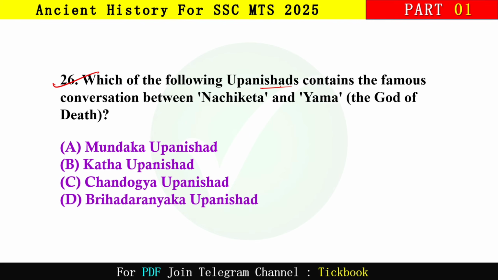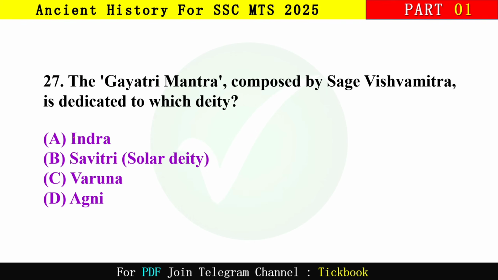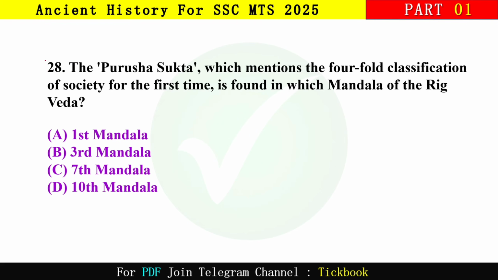26. Which of the following Upanishads contains the famous conversation between Nachiketa and Yama, the god of death? Option number B, Katha Upanishad. 27. The Gayatri mantra composed by sage Vishwamitra is dedicated to which deity? Option number B, Savitri.